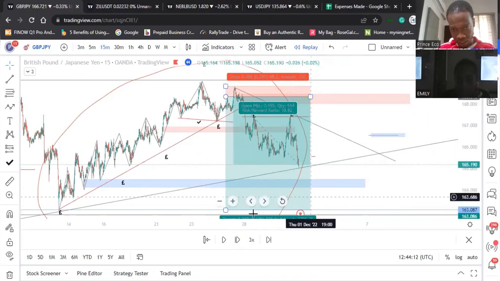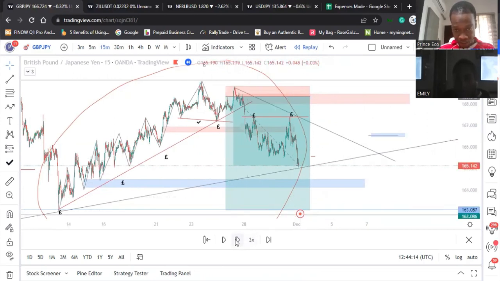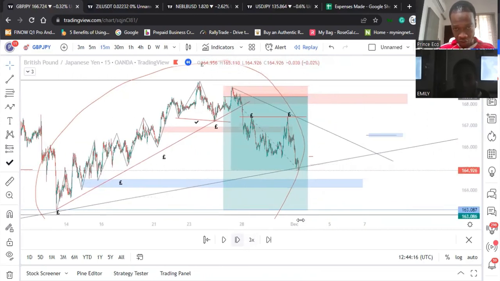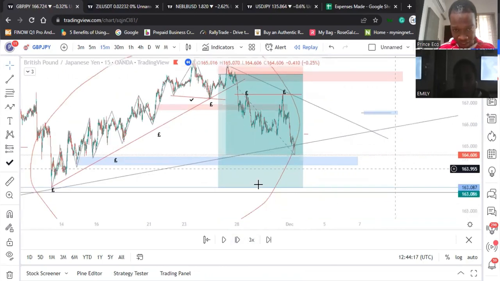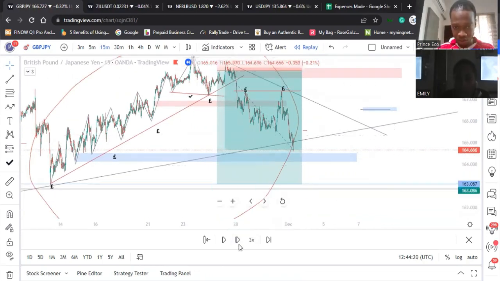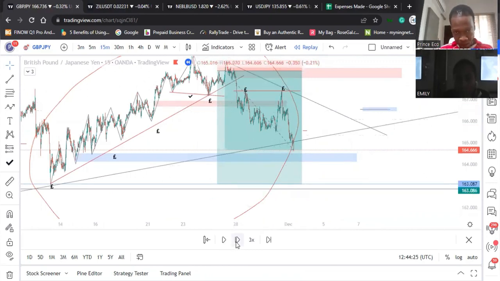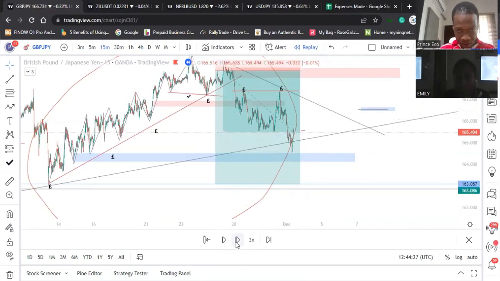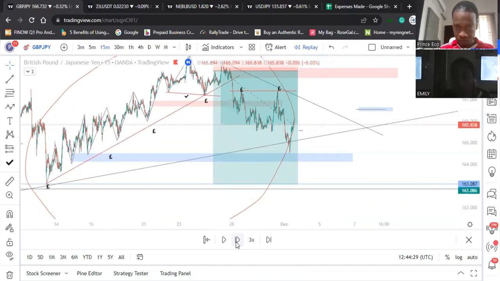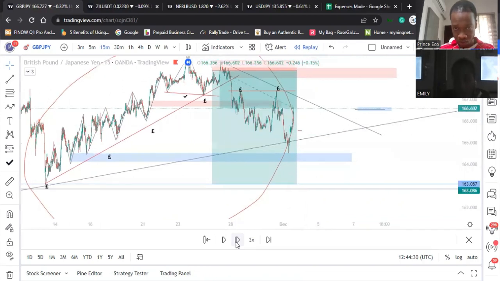It has gone back down, still going. I want to be very sure we catch a very clean 1 to 10 at least on this trade. This is a 1 to 10.8. So let's see. Are you understanding at all?